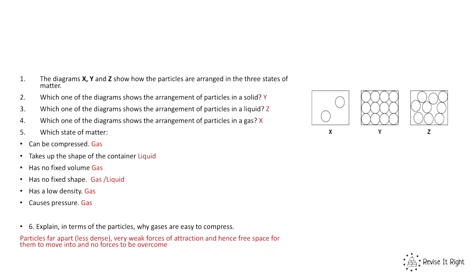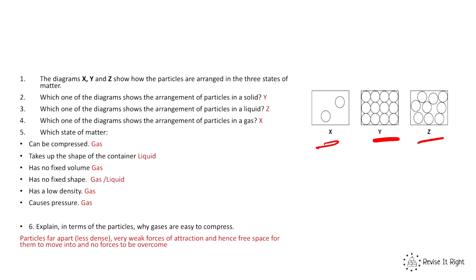So question 1. These diagrams show how the particles are arranged in the 3 states of matter. Which one shows the arrangement of a solid? Well, that would be Y. Which one of the diagrams shows the arrangement of particles in a liquid? That would be Z. And which one of the diagrams shows the arrangement of particles in a gas? That would be X.